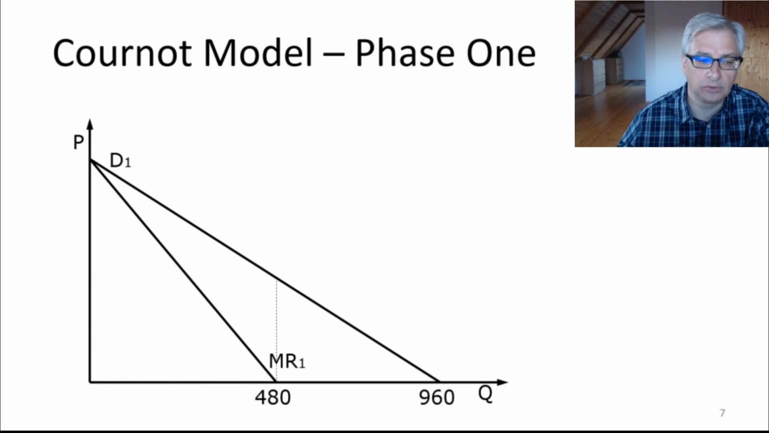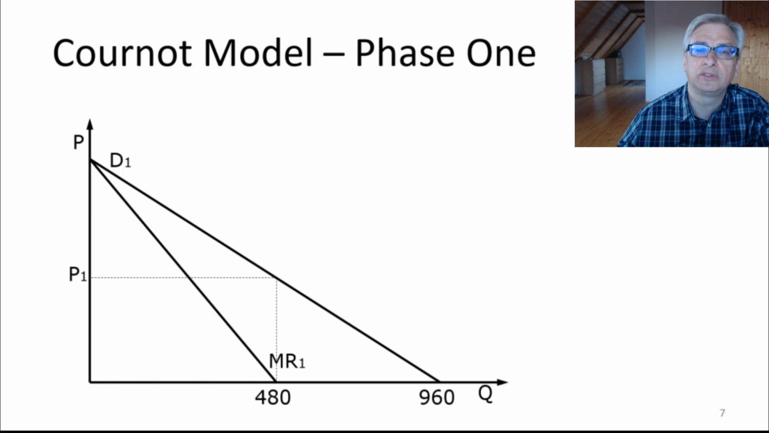And the price, well, the price can be found from the demand function. That's the price. So that would be the production and the price of the first producer based on the assumption that the second one does not produce anything. What would be the production of the second one? If the first one produces 480, then how much is left for the second producer?